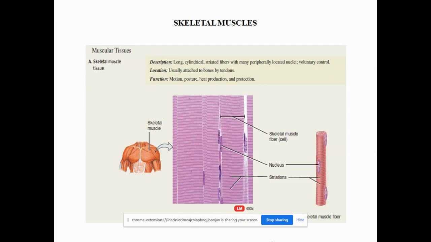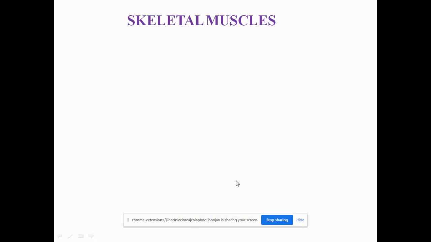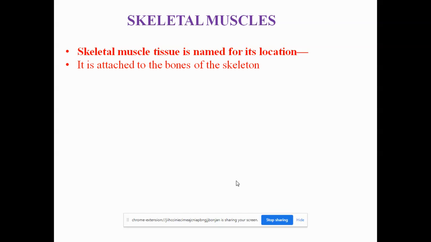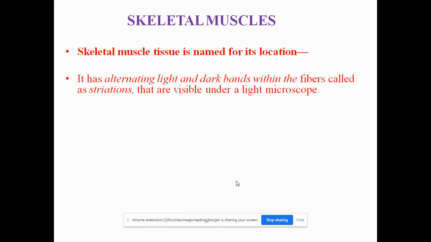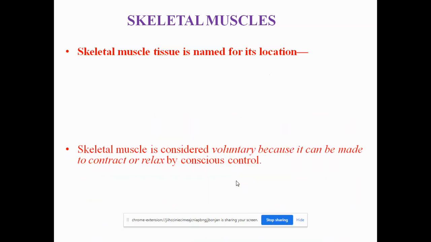So you can see how the muscles are striated, and you can see the nucleus. Many nuclei are present, and this is the skeletal muscle fiber. These are the striations of the skeletal muscles. As I told you, the skeletal muscle tissue is named for its location since they are attached to the bones of the skeleton, and it has alternating light and dark bands within the fibers, which we have seen in the picture. They are called striations, which are visible under a light microscope.